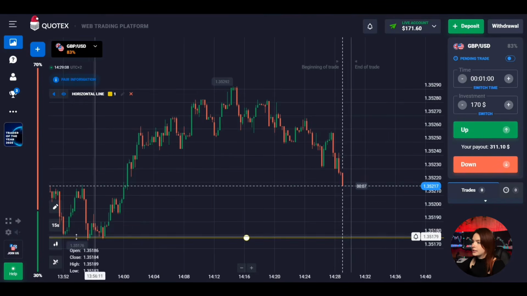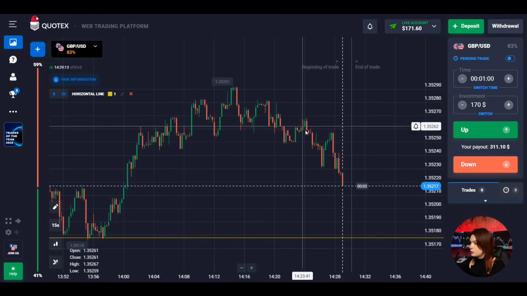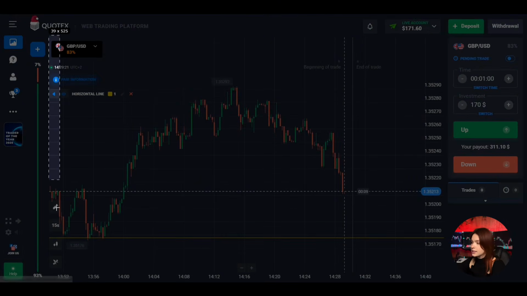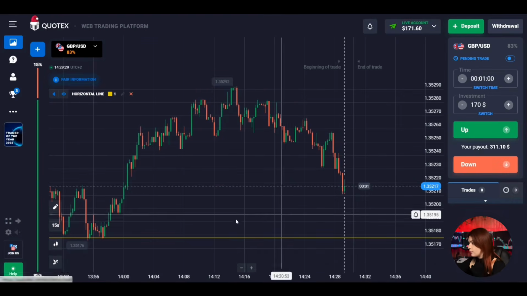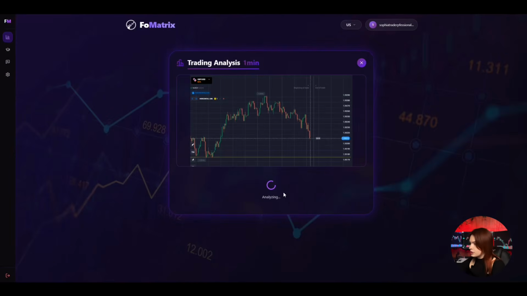At the same time, we can also see that there is currently a downward movement. Okay, the price is moving down and approaching our level. At the same time, there is still quite a lot of space to reach the support level. It is likely that the price will continue to move towards the level. So guys, now let's highlight the image of the chart in this way. Then we copy the image, switch to the 4matrix platform and paste this image here. Now we are just waiting for the chart analysis.